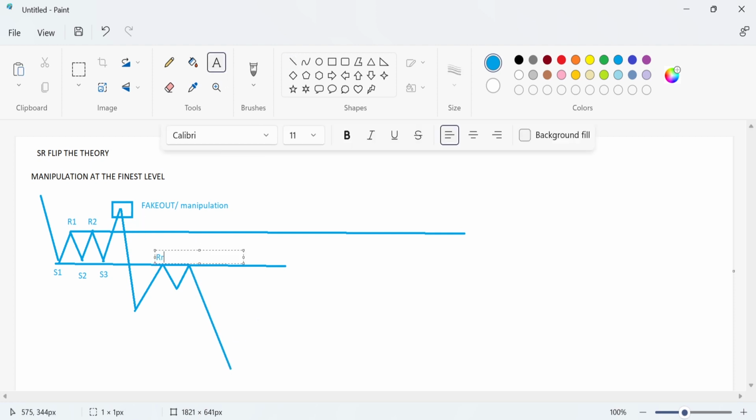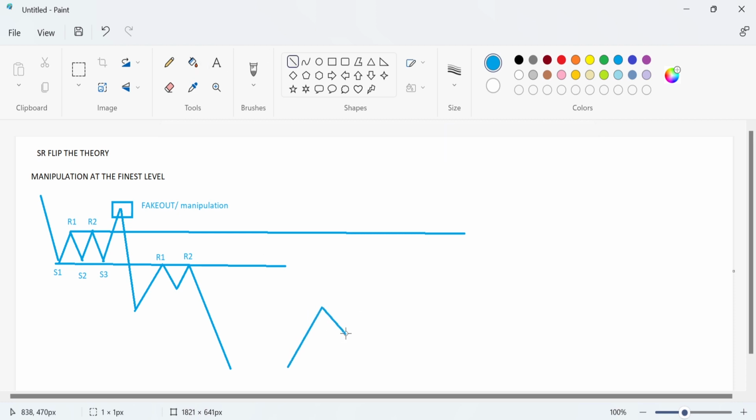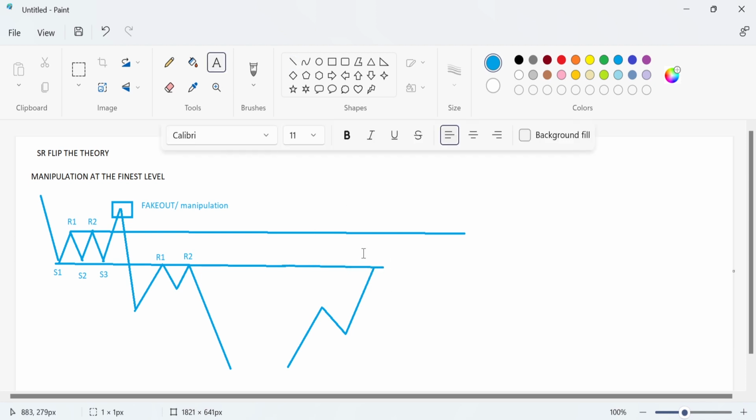At this level we have R1, R2, but the price didn't do a fake out, it dropped instantly. When the price comes back, many retail traders will sell right here, because we have R1 and R2 as a double top. At this price, big traders will do another fake out, R3.